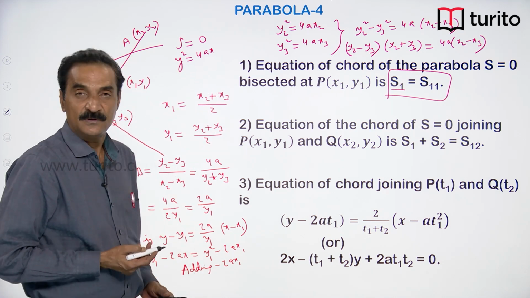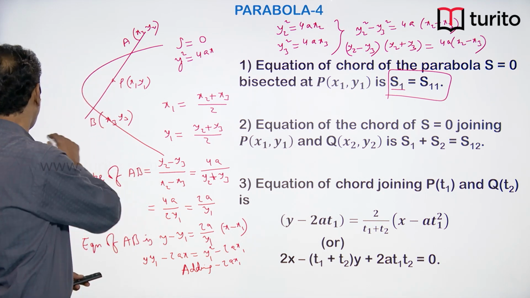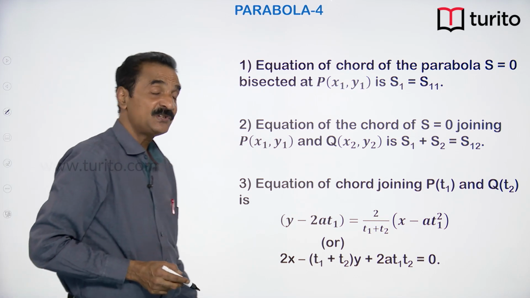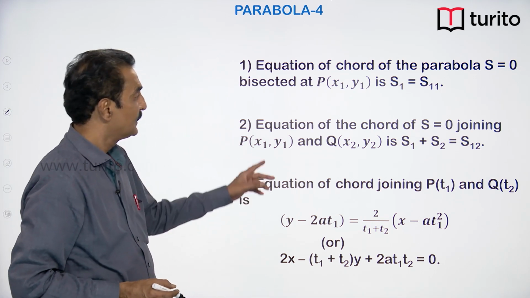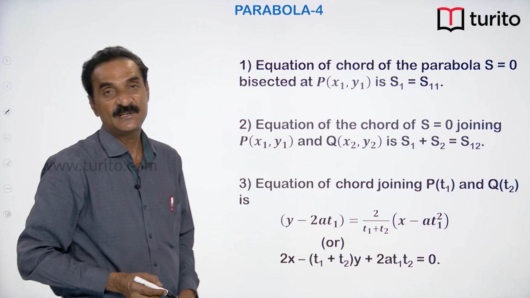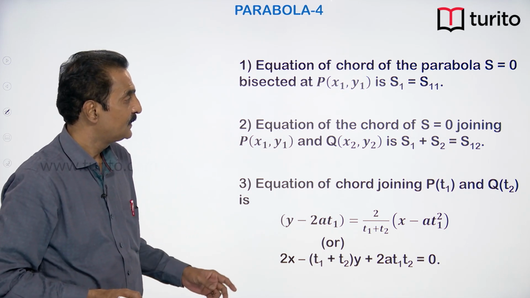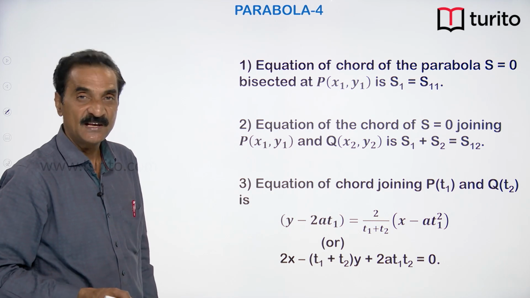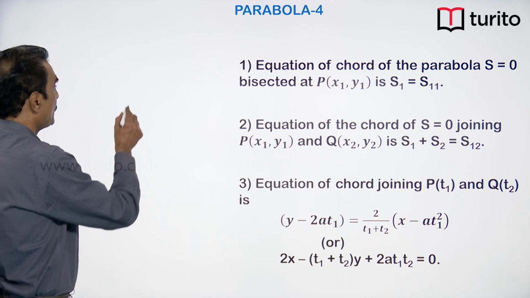Now, coming to the next second point, the equation of the chord of the parabola S = 0 joining the points (x1, y1) and (x2, y2) is S1 + S2 = S12.